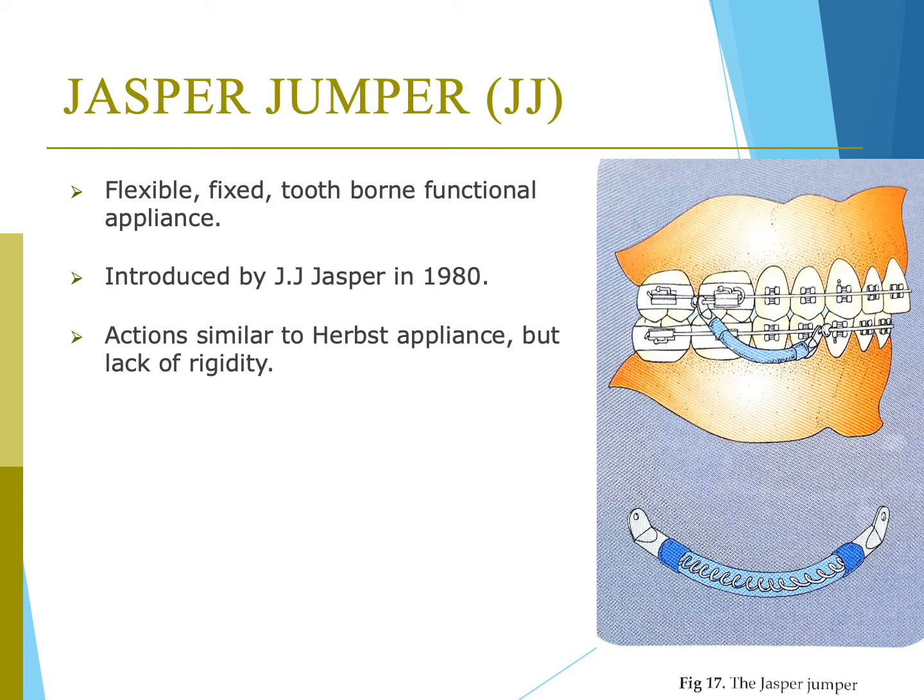This is the final type of myofunctional appliance in this part 2 lecture, the Jasper jumper. The Jasper jumper is a new type of flexible fixed tooth-borne functional appliance that was introduced by J.J. Jasper in the year 1980. Its actions are similar to the Herbst appliance but it lacks rigidity.